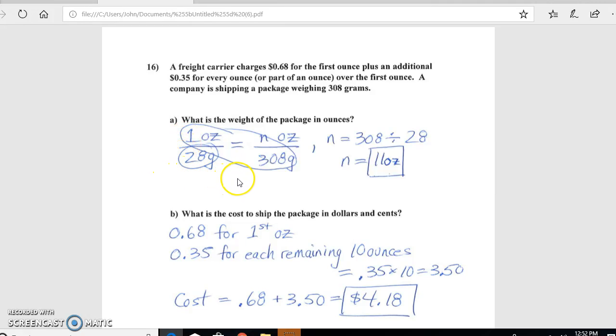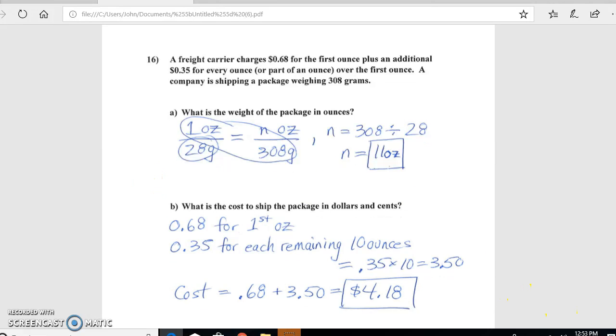We're going to solve this problem using a proportion. And so on this side, we put the 308 grams given to us in the problem on the bottom, because we have grams on the bottom over here. And we're going to solve for the ounces on the top. So to solve the proportion, we always look for the two numbers across from one another. 1 times 308 divided by the leftover number, and we find that the number of ounces is 11 ounces. 308 grams is equal to 11 ounces. That's our answer for letter A.